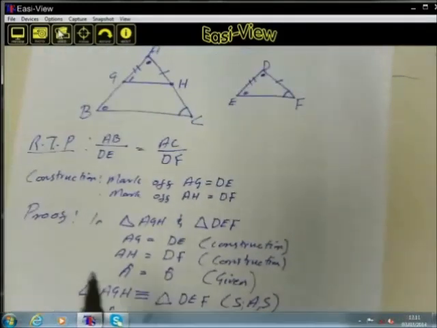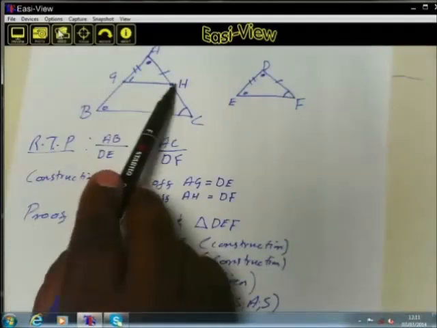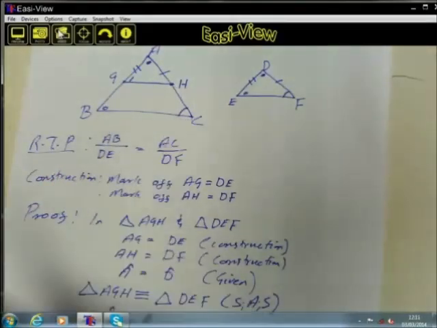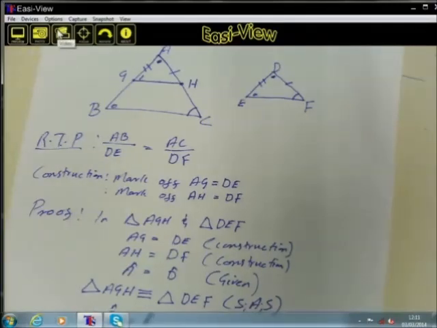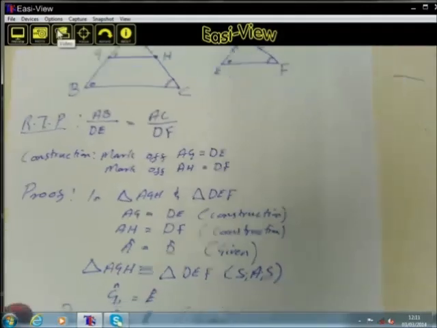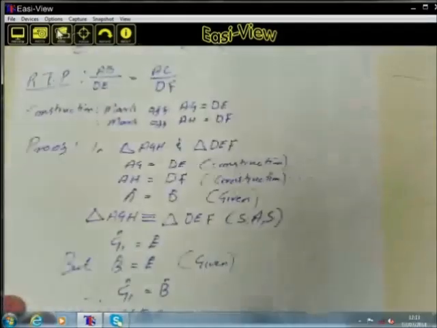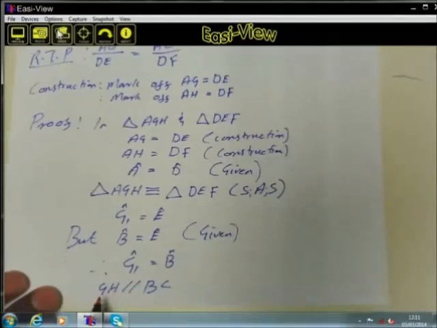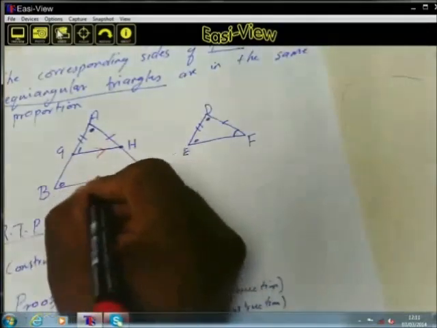Let me show you the diagram. Therefore, we conclude that GH is parallel to BC. Let me indicate it in red so that you can see the conclusion that we have just arrived at. Right now, we are at this stage. We say GH parallel to BC.